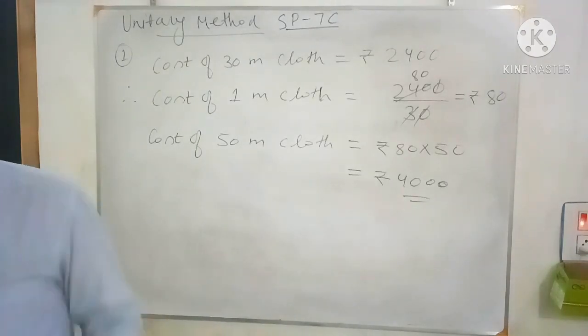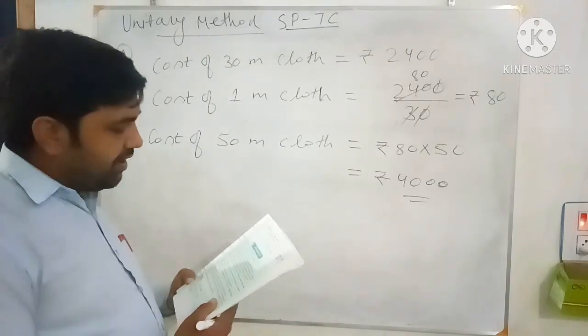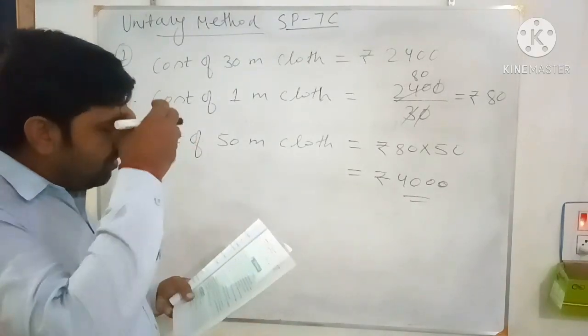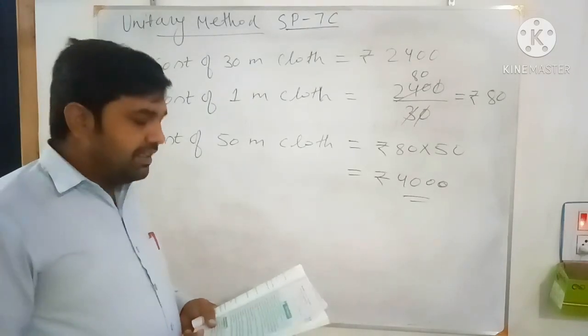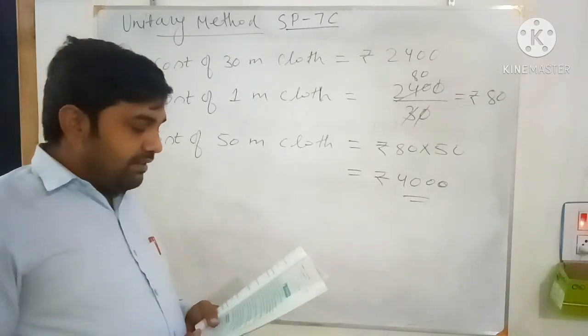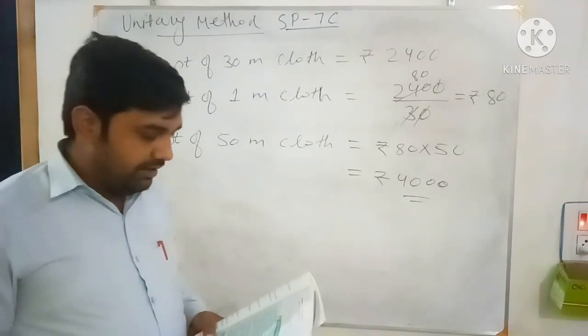Similarly, here in question 2, if the cost of 8 ball pens is rupees 40, how much will 20 ball pens of the same kind cost? So to find the cost of 20 ball pens, again you find the cost of one ball pen, that will be 40 by 8, that will give you 5 rupees. Now the cost of 20 ball pens will be 20 into 5, that is 100.